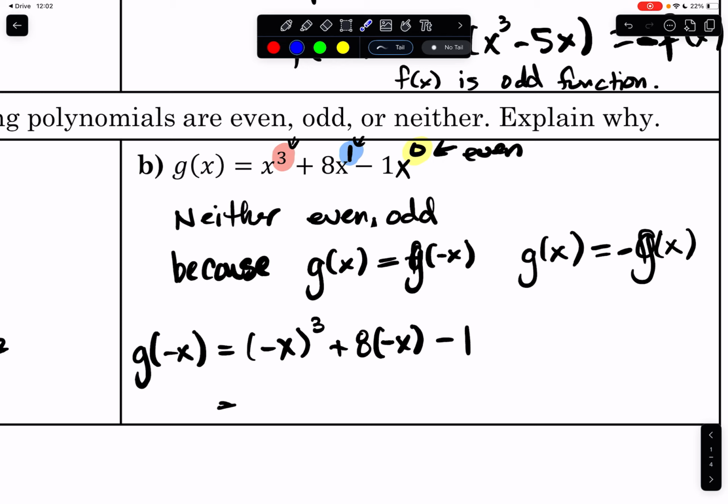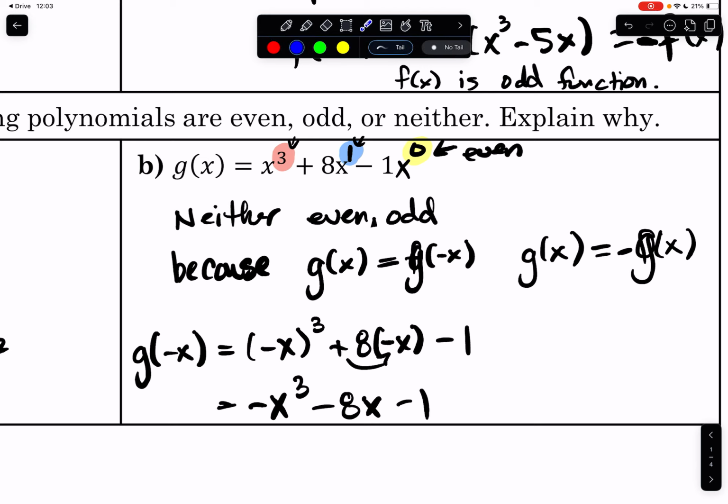There's going to be one negative times negative times negative. There'll be one negative that doesn't pair up with the other two. Either that one or the first one doesn't pair up with these two to make a positive. So there's going to be negative x to the 3rd power. Here there's no exponent, so we're just going to simply multiply negative 8x and then minus 1.